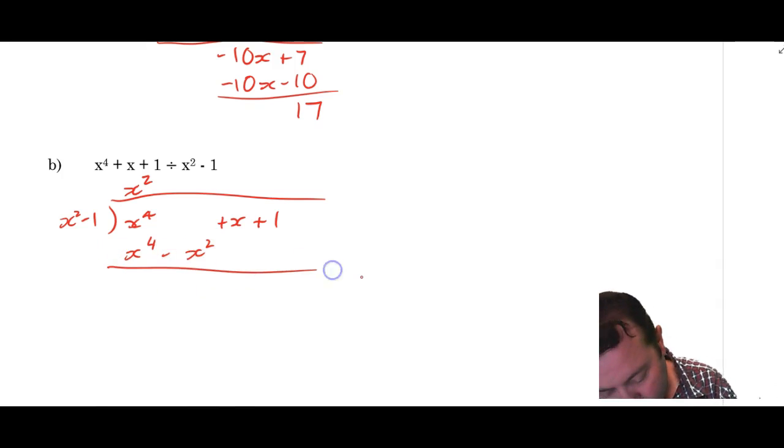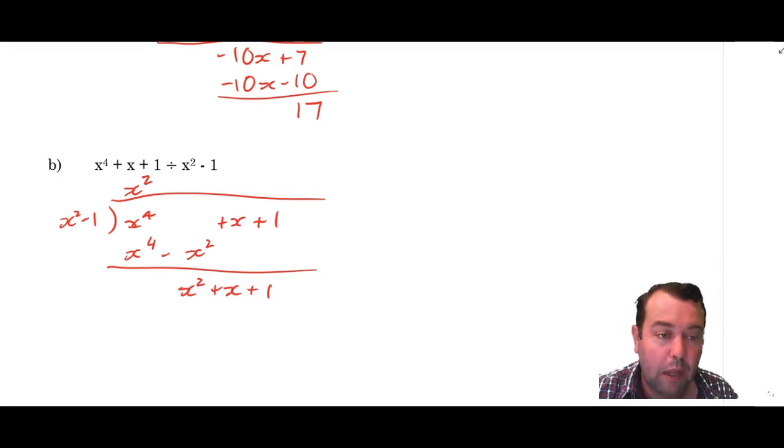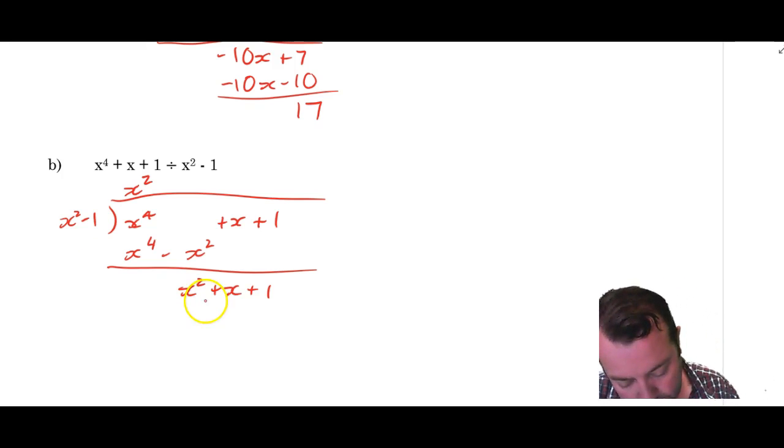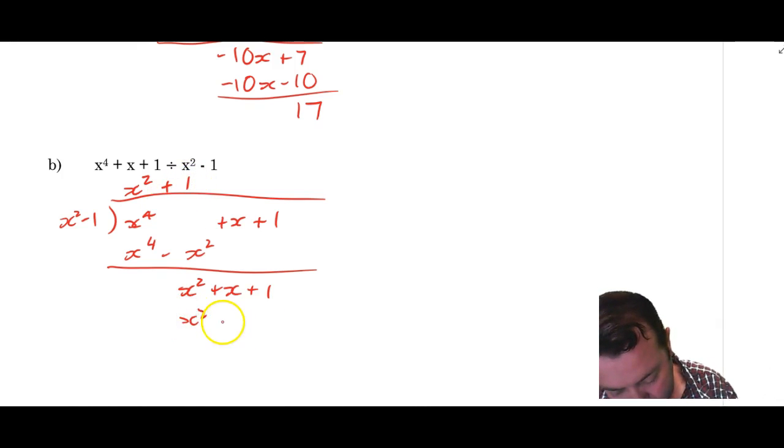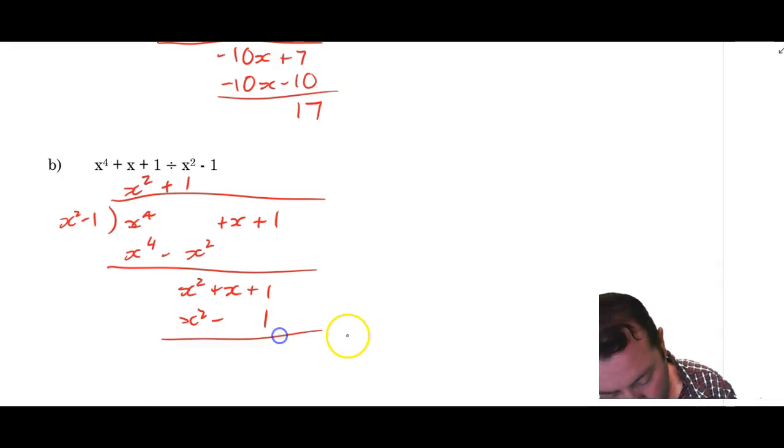Now what I've really got is 0x squared minus negative x squared. So that gives me x squared plus x plus 1. I subtract a negative from 0. Now x squared goes into x squared one time, doesn't it? And that gives me x squared minus 1. I'm just going to put it over there, rule it off.